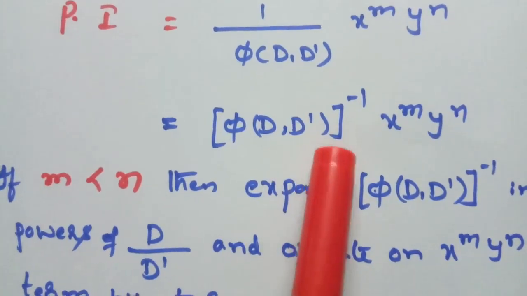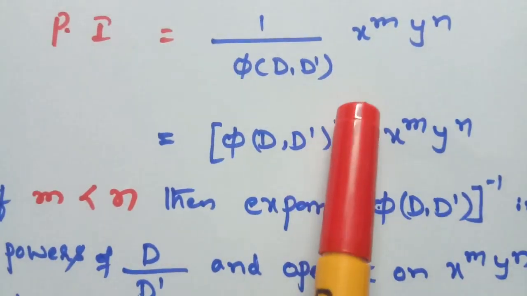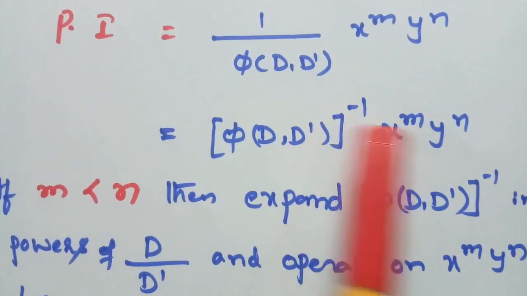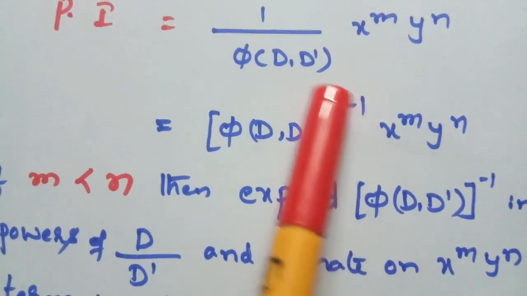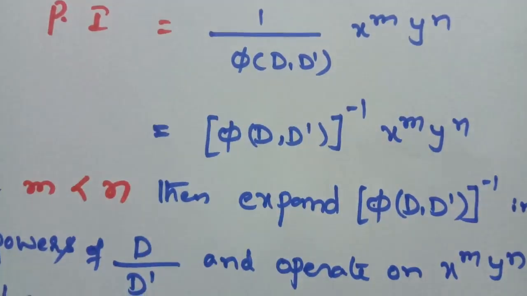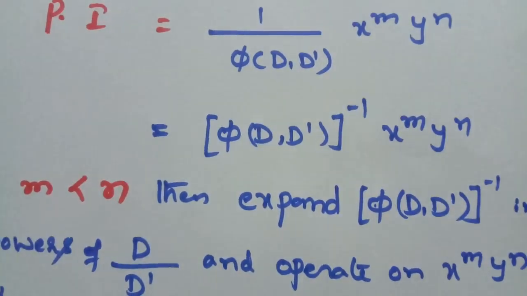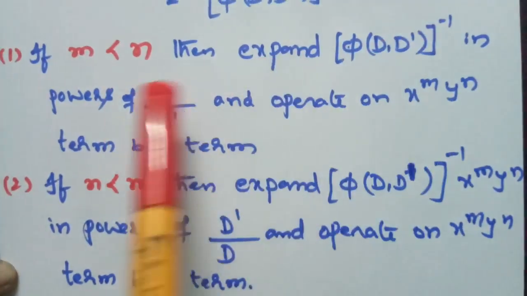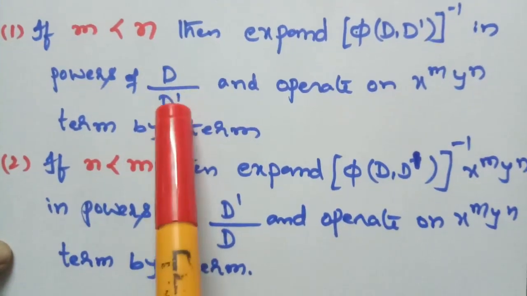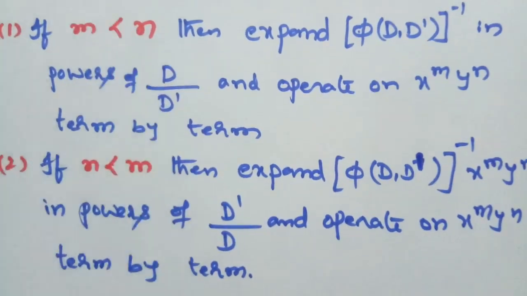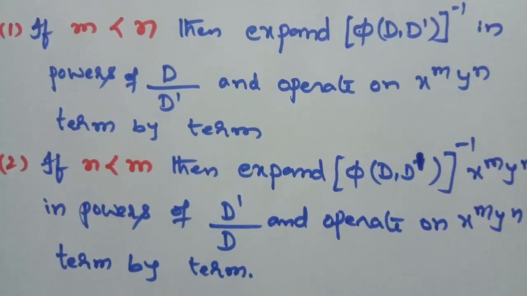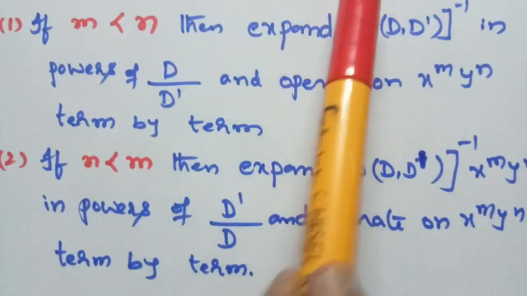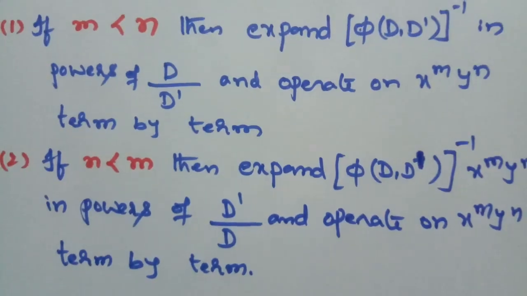First you have to write the denominator part in the numerator. That means the reciprocal, we are writing phi of D, D dash whole power minus 1 into x power m into y power n. We are expanding this by using the binomial theorem. For this we are following two rules. Number one is if m is less than n, expand phi of D, D dash whole inverse in powers of D by D dash. Since m is less than n, the power of x is less than the power of y.